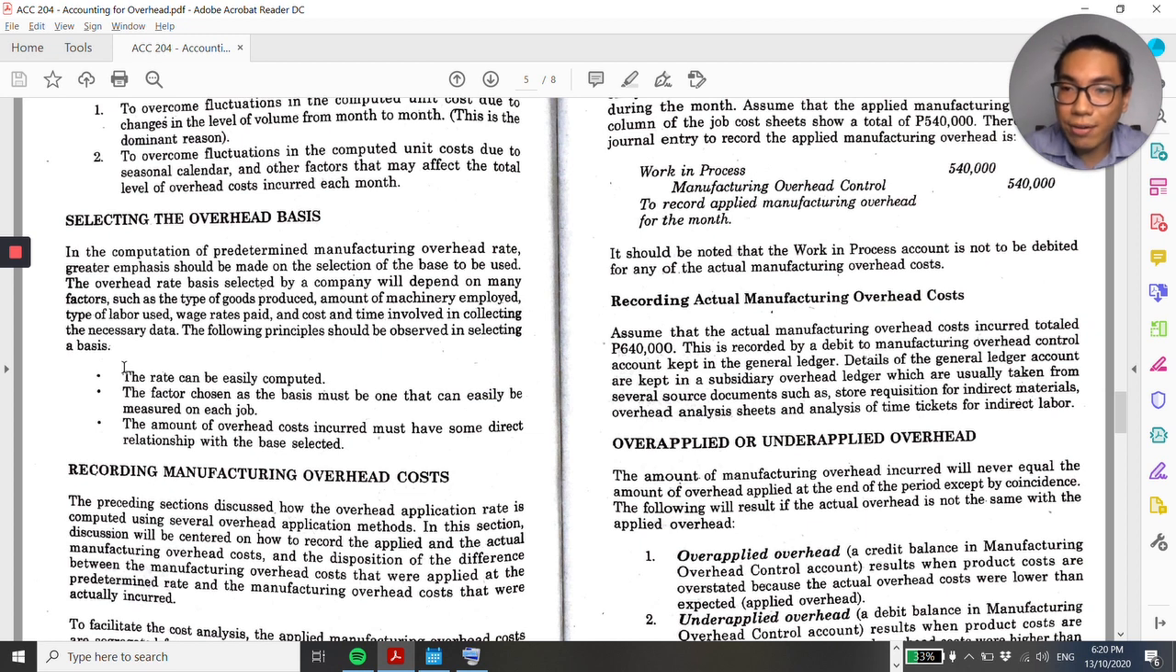And yun, another factor in selecting the overhead basis would be the basis must be one that can easily be measured on each job. And syempre yung identifiable dun sa certain job if naka-job order costing yung cost accumulation nila para they could charge it directly to the work in process account. And syempre, the direct relationship pa din between overhead costs and the valuation basis na gagamitin natin.